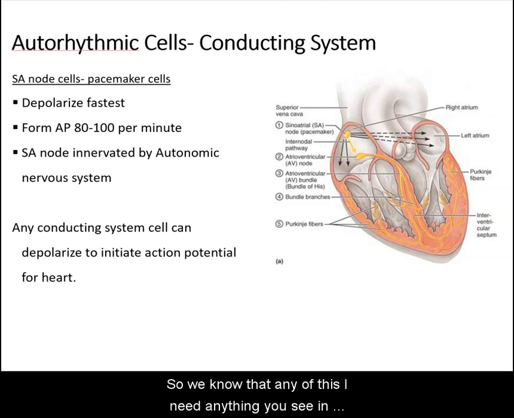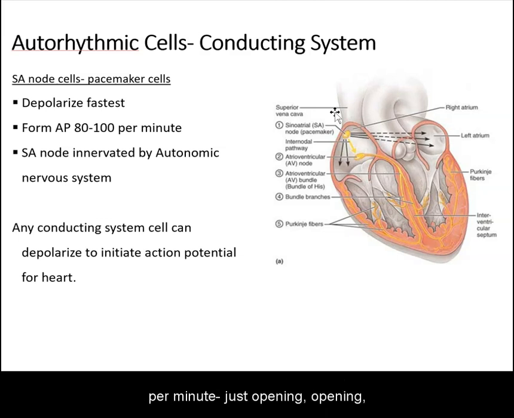So we know that anything you see in yellow that I just mentioned can depolarize all on its own. Remember, they don't need to be told what to do. But the SA node, that one's always first, right? That's always got to be the first one. It's the fastest, and it basically forms action potentials pretty regularly between 80 and 100 per minute, just opening, opening, opening.